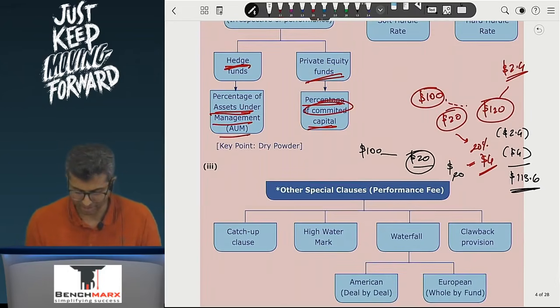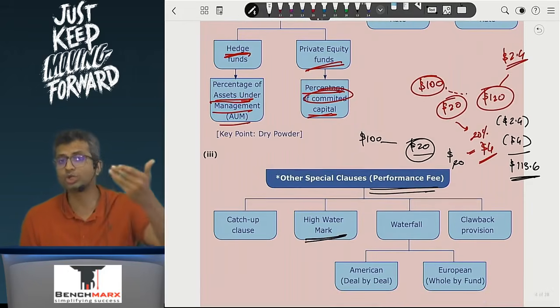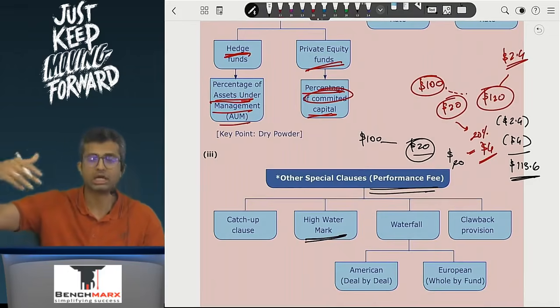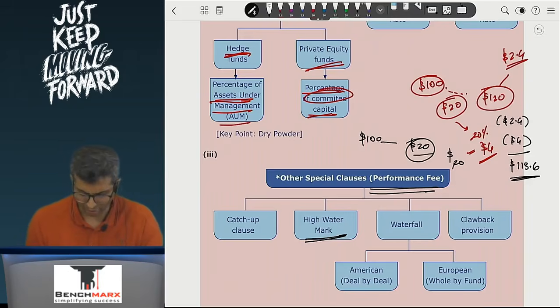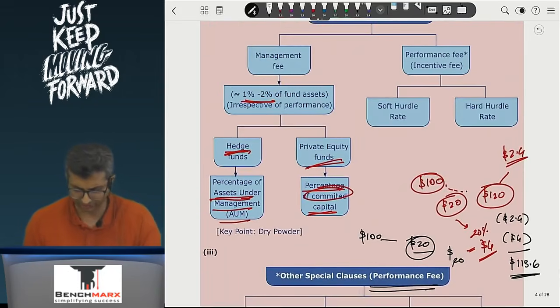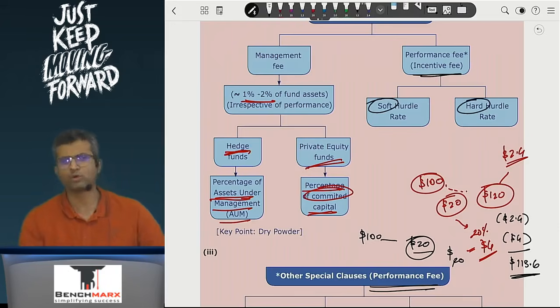So there are certain special clauses for performance fees, like a high water mark, that is, you're going to get an incentive fee only if your fund's value crosses the maximum value that was reached earlier. There can be other clauses as well, like you can have a catch-up clause. What is a catch-up clause? Or there can be other features as well, like a soft hurdle rate or a hard hurdle rate. Before you go to catch up and other clauses, these are most common.